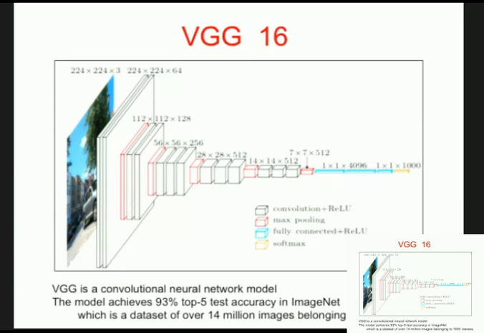And what good was this? This particular network, VGG, is a convolutional neural network model, and some of these layers are convolution, pooling, and so on. The model achieved 93% top 5 test accuracy in ImageNet. That's a more challenging data set than MNIST or CIFAR. ImageNet is a data set of over 14 million images belonging to 1,000 classes. So it's a much more challenging one. Actually, this is where the deep learning networks made a breakthrough. Previously, SVMs were thought of as the top classifier, and the differences started appearing when they showed that these models perform better than the classical methods.